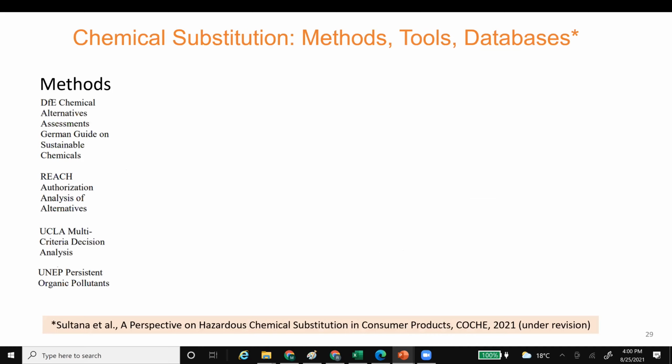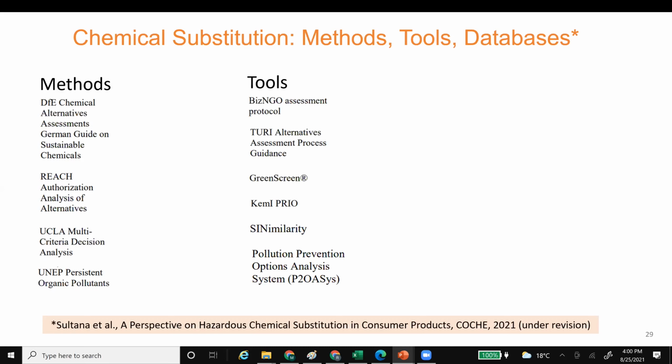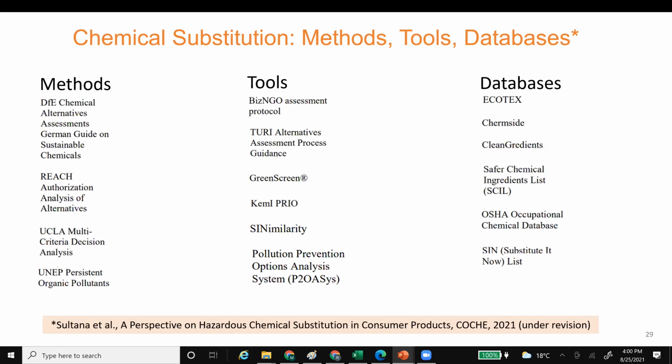So before I go to the methods and tools, our method and tool, I just want to point out, I think Dr. Razia also had shown this, that there are already quite a lot of methods and tools and databases. And here are some of the methods that Dr. Razia had shown. Also the tools that are available, and also the databases.